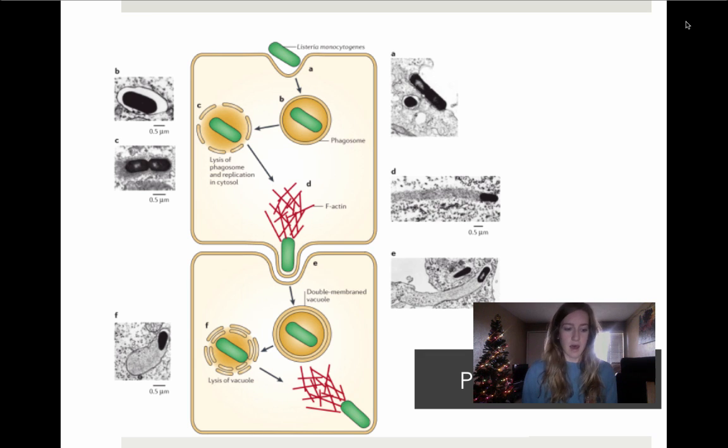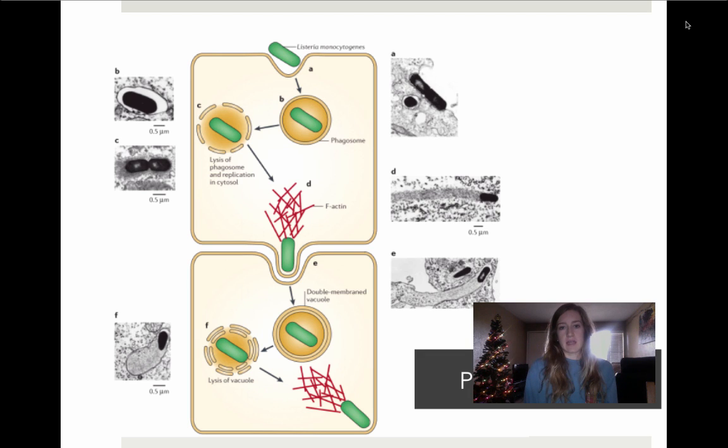It's a phospholipase. And so once it lyses that membrane, it can enter into the cytosol, and that's when it begins to produce actin. And so once that actin is produced, it can move to the outer edges of that original host cell that it had originally infected and push into the neighboring cell.